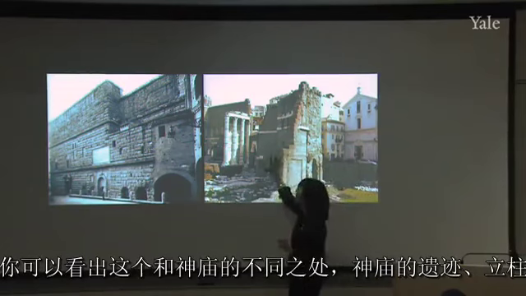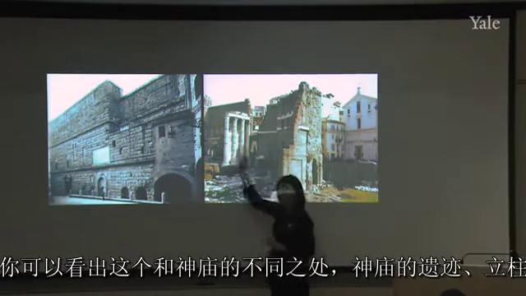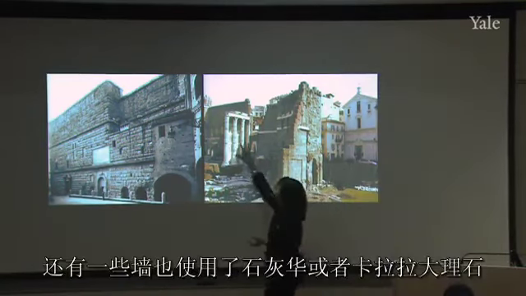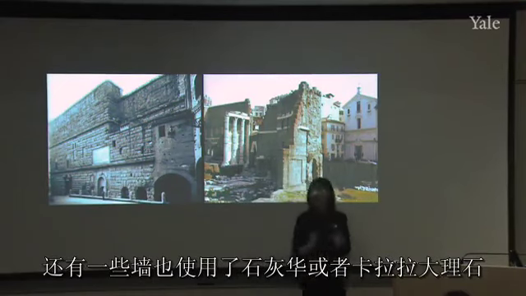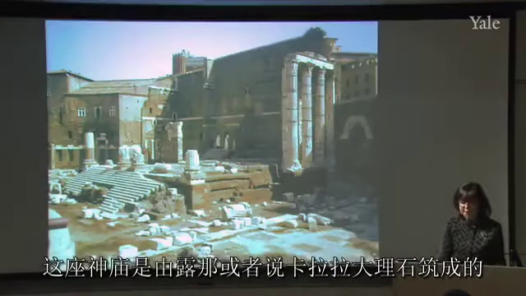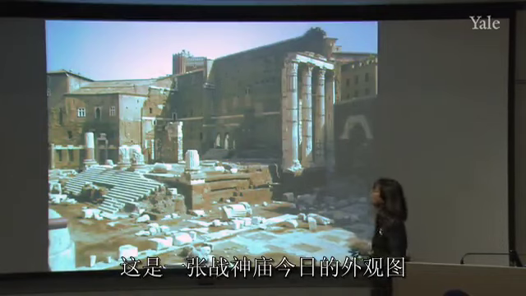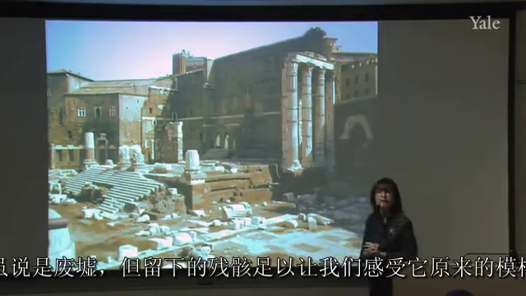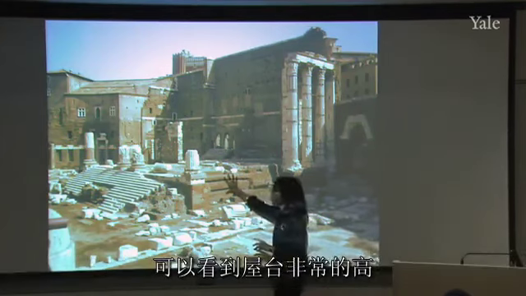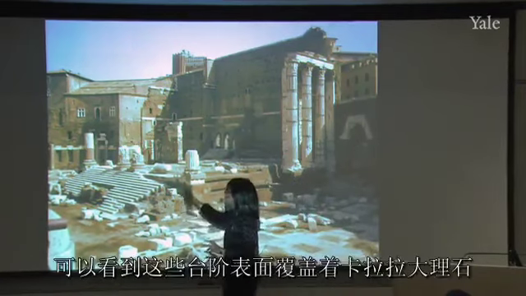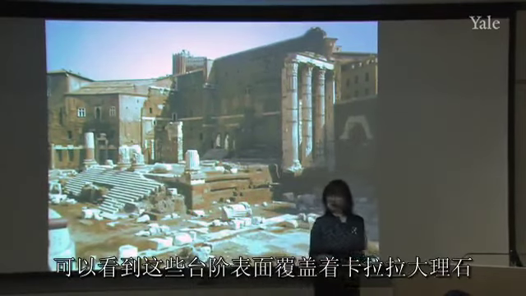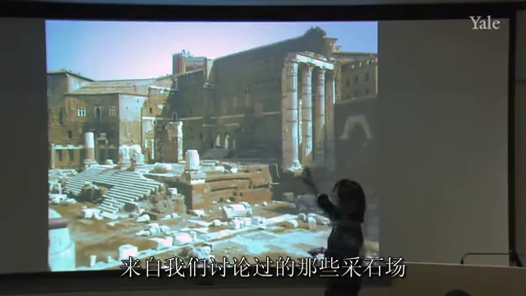And you can see the difference between that and the temple, the remains of the temple, the columns, the steps of the temple, as well as some other decoration, and also some of the walls were made out of Luna or Carrara marble for this temple. This is a view of the Temple of Mars Ultor as it looks today. It's in ruinous state, but enough is preserved for us to get a very good sense of what it originally looked like. You can see that the podium is tall. You can see that it's made out of tufa. You can see that the steps are sheathed in Carrara marble, brought from those quarries that we discussed before.